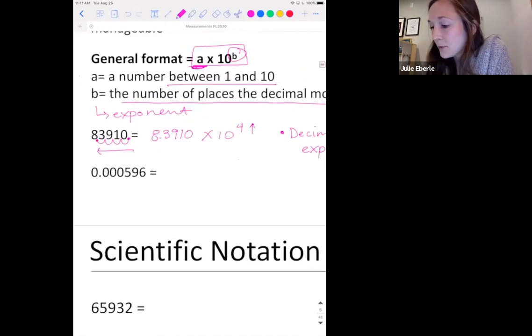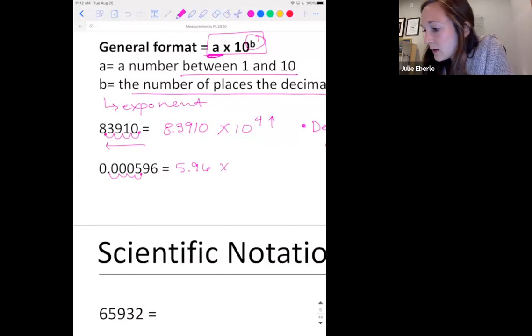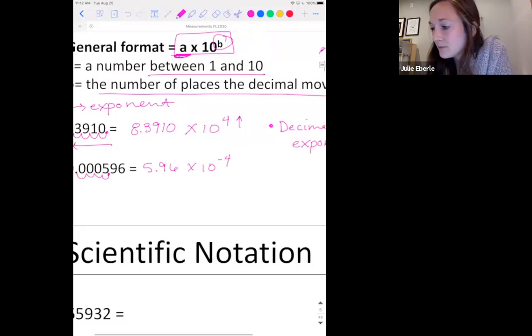All right, let's look at this second number, 0.000596. So we see our decimal this time. If we want to make this a number between 1 and 10, I'm going to move it towards the right. So I'm going to move it this way, and if I stop right here, I have 5.96. That is a number between 1 and 10. Now we need to count how many places the decimal moved. 1, 2, 3, 4. However, we moved the decimal the opposite direction. We moved it to the right this time. So when you move it to the right, the exponent decreases. So this is going to be a -4, okay?